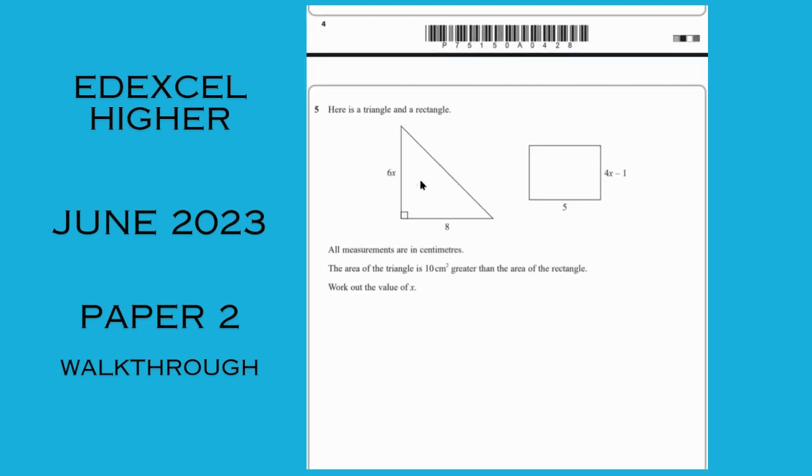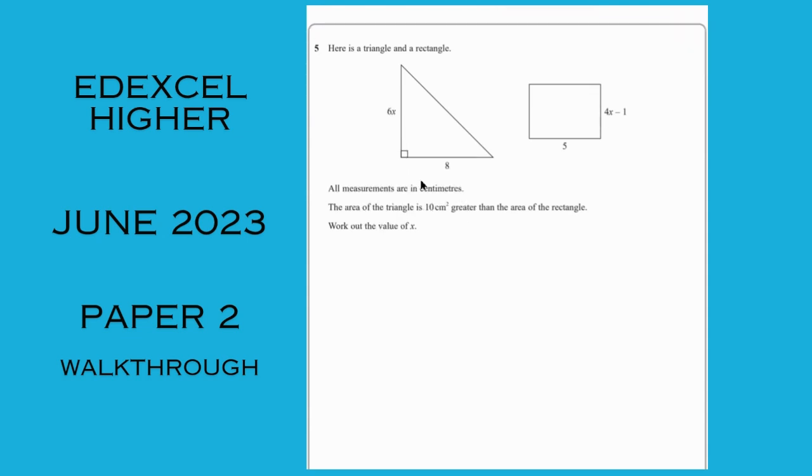Question B. So we've got some algebra going on. Now, as soon as it mentions the word area, I look at this, it's a triangle. We do a half times the base times the height. So that's 4 times 6x. So that's 24x centimeters squared. The area of this, 5 times 4x, 5 times -1.